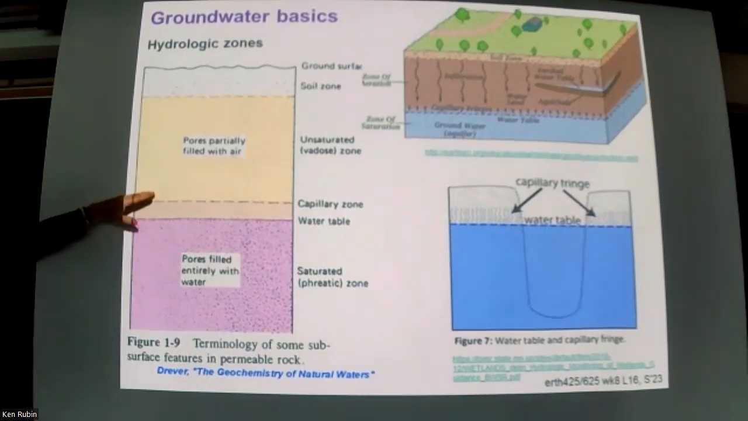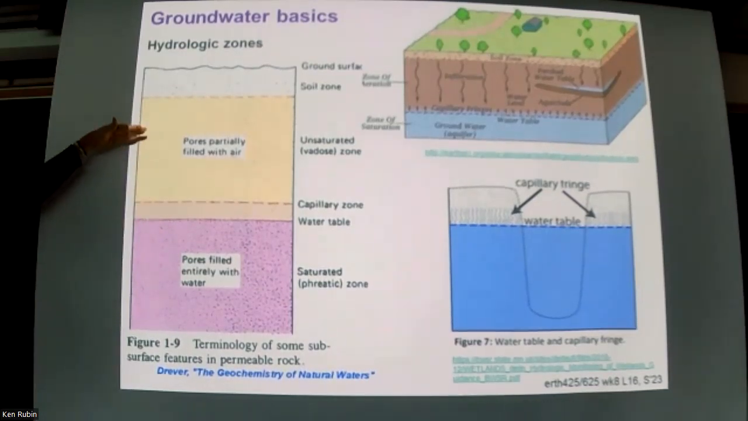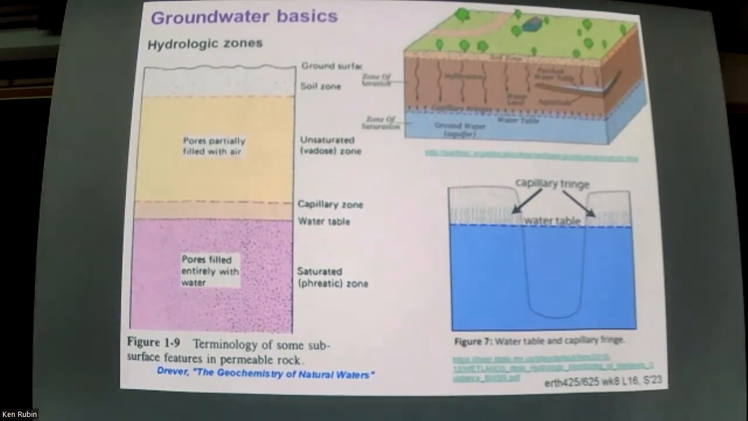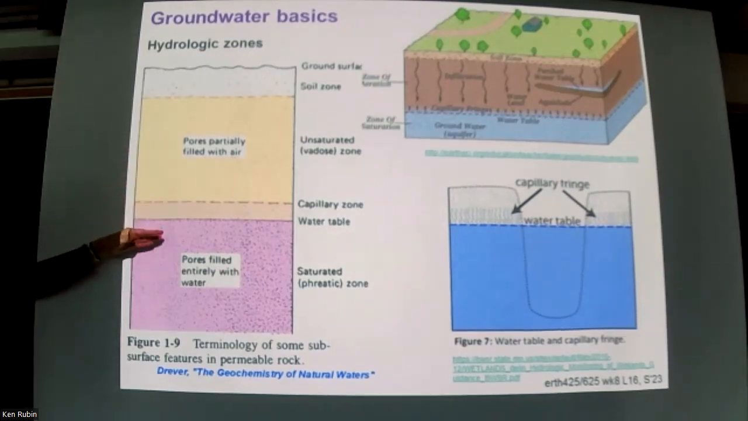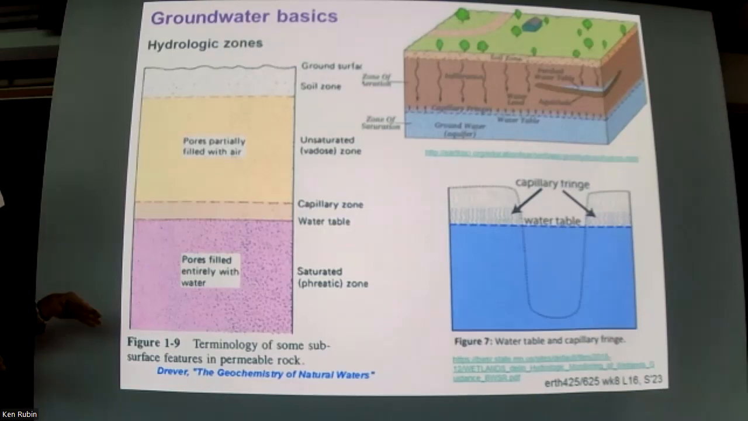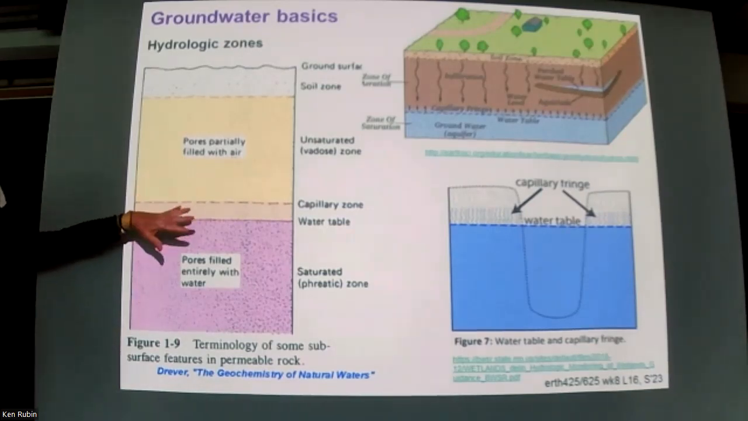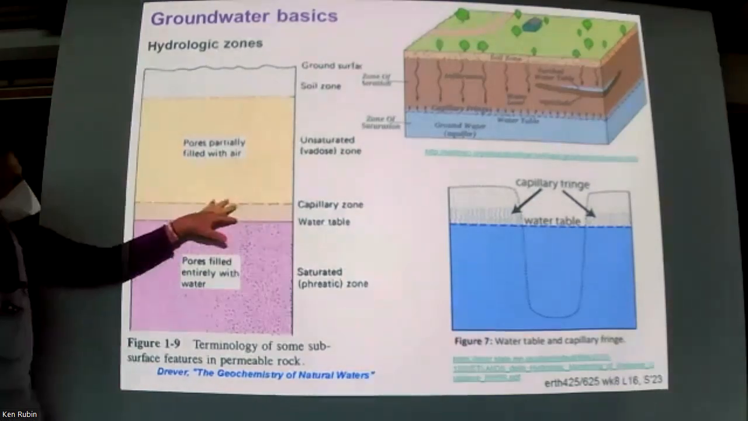Depending on the characteristics of the subsurface and how much this transition from here to here changes, for instance during the day or seasonally, you have a zone in between where water can be drawn up and sit at a higher proportion of the pore spaces. It's still unsaturated, but it's not nearly as unsaturated as up here. That's called the capillary zone.